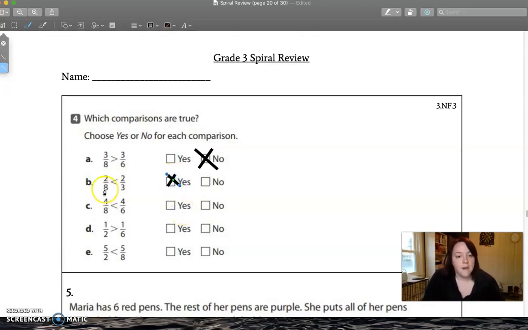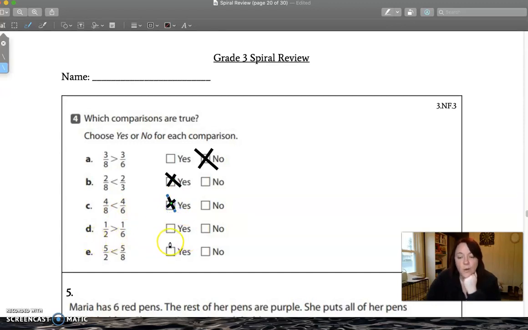Now, 4/8 is less than 4/6. So 4/8, we have 8 parts, 4 of them are filled, we're missing 4 parts. If we have 6 parts, 4 of them are filled, we're missing 2 parts. So we know that 4/6 is bigger because it only has 2 more parts to be filled or shaded. So 4/6 is bigger.